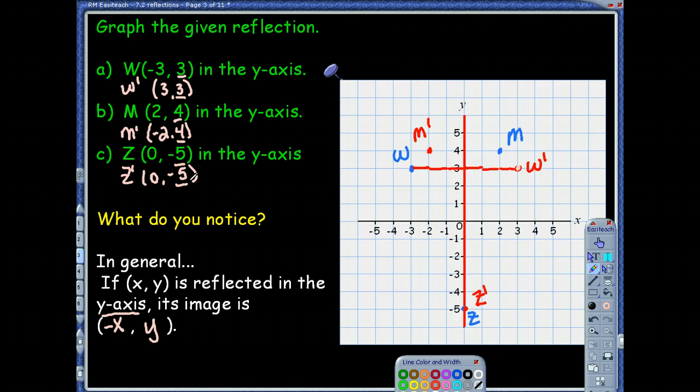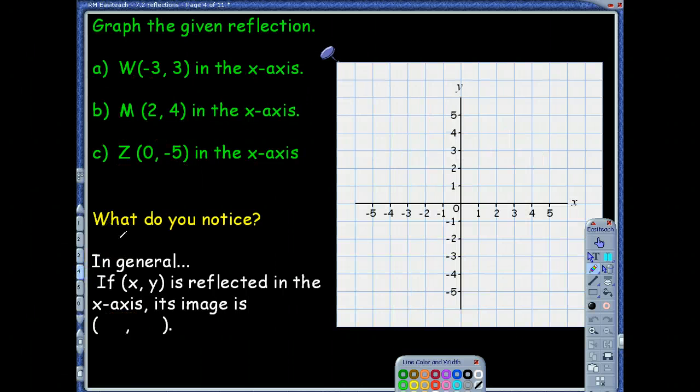The Y coordinates stay the same because all you're doing is going left or right. So if you're reflecting across a vertical line, and we'll see some other ones, think about what's going to stay the same: you're not going to be moving up or down any, you're just going to be moving left or right. So we kind of remember that.